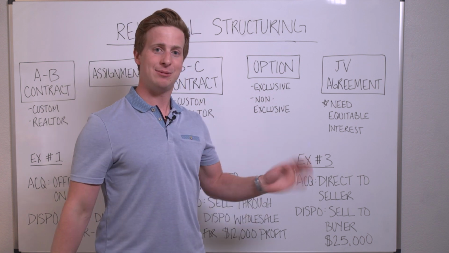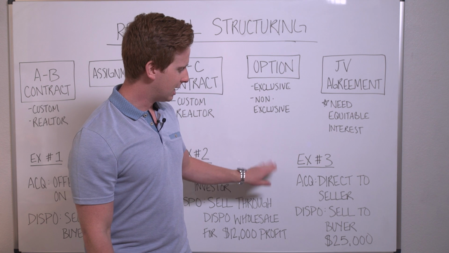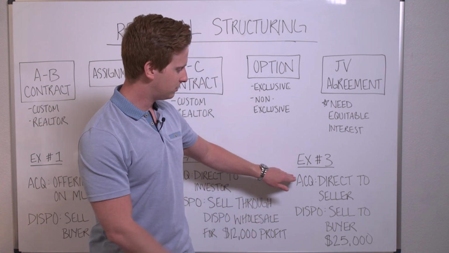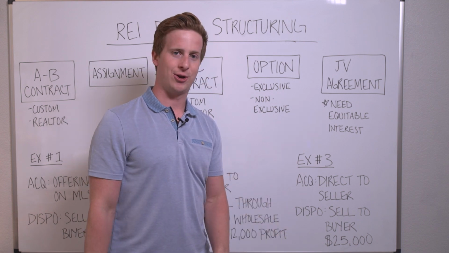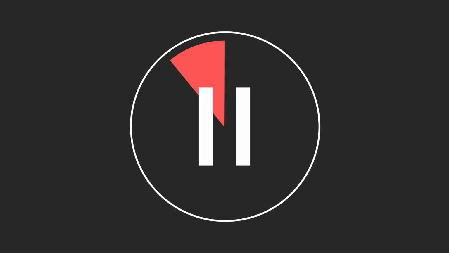So pause it, let me know what you would do. Remember, we're making 25 G's here. What you would do for the AC side and what you would do on the dispo side. What tool or what contract would you use here, and which one would you use here? Okay, wait for it.